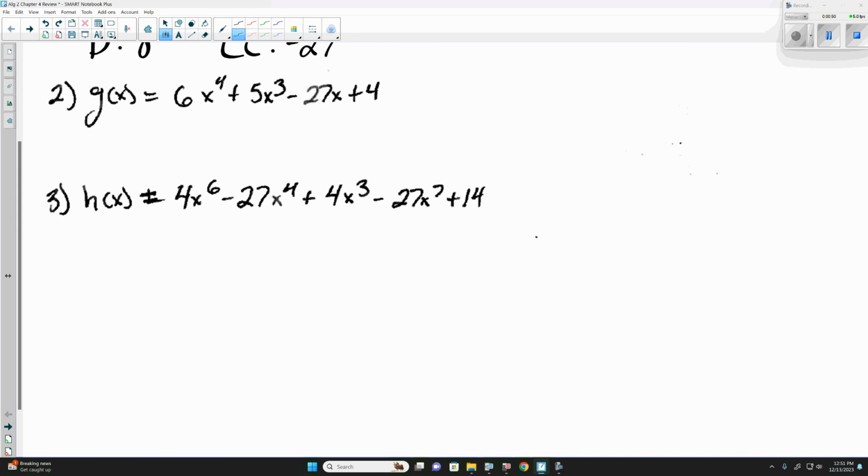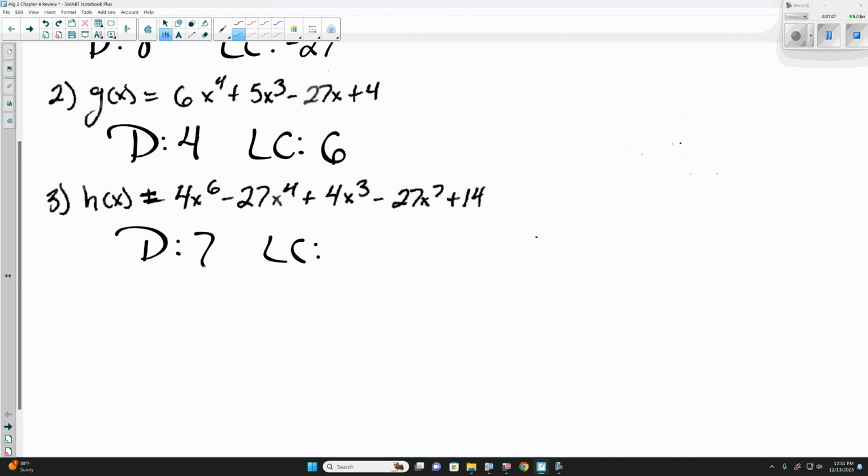Number 2, the degree would be what? 4. The leading coefficient would be 6. Let's go on and do the last one. For number 3, the degree would be, and the leading coefficient is negative 27. It's just a coincidence that 1 and 3 have the same leading coefficient. Questions on 1 through 3?